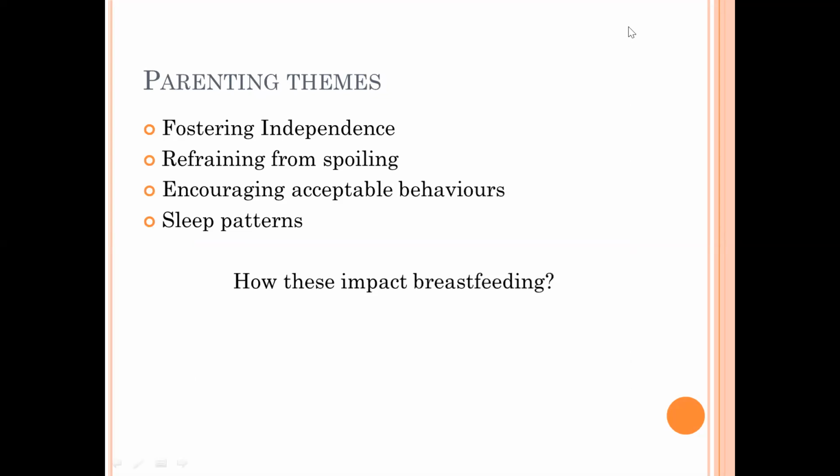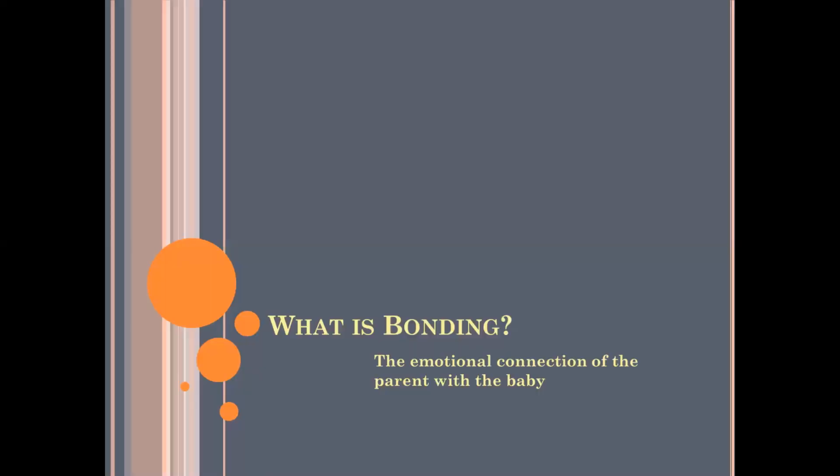Don't pick up the baby too much. Fostering independence: put a bottle in, he'll become a little independent. Sleep patterns: he should sleep through the night, and this, that, and the other. Encouraging acceptable behavior: he should cry like this, wake up at this time, sleep at this time. Do they have this kind of background? It's a very important thing for you to know, because once the baby arrives, his needs cannot be put aside to educate parents.